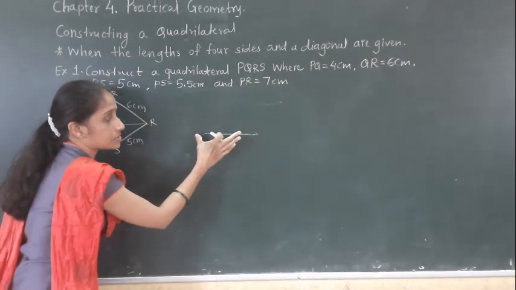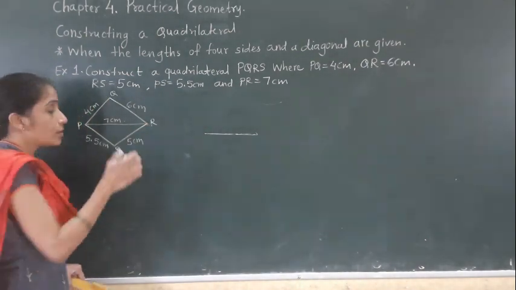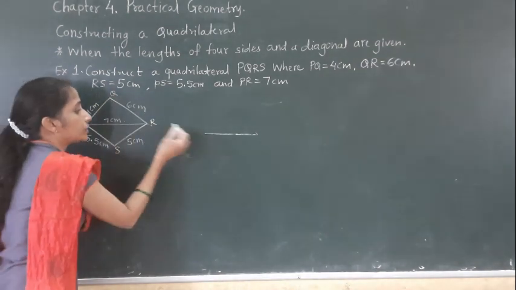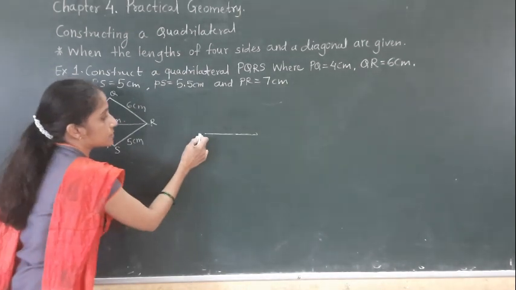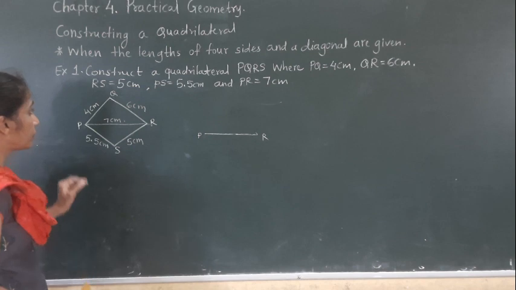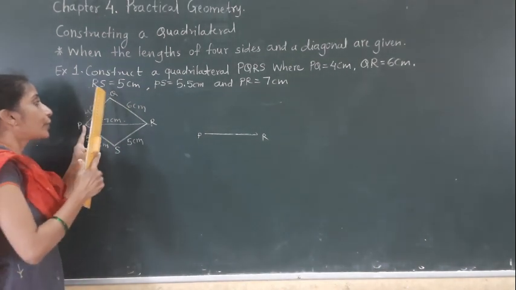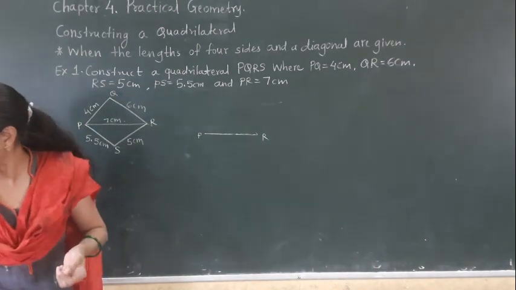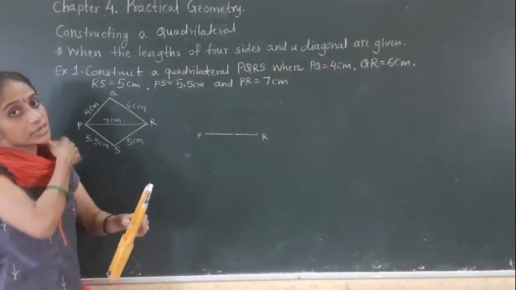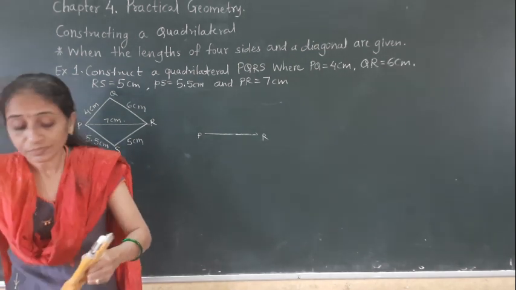What is the first step? First, we construct PR, because you know how to construct the triangle. So first, we draw this triangle PQR. PR is 7 cm. See, this is P and this is R. Now we need to draw PQ. Previously you have learned to construct a triangle. PQ is 4 cm.